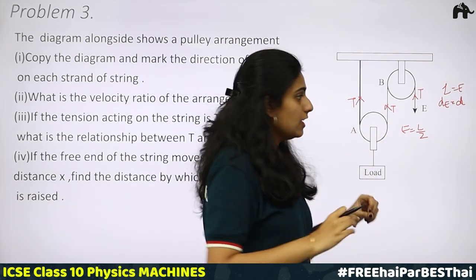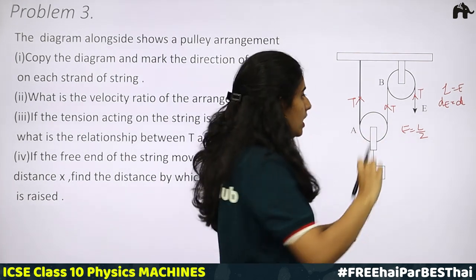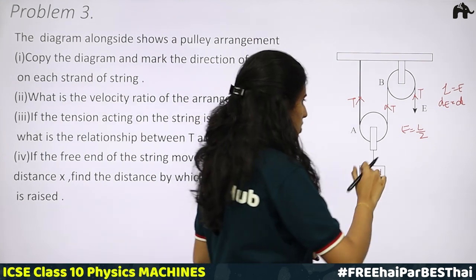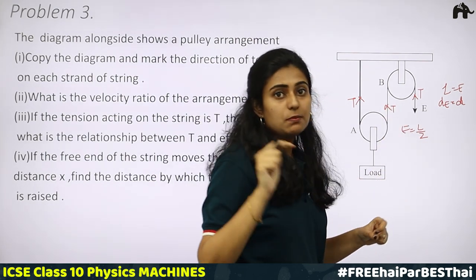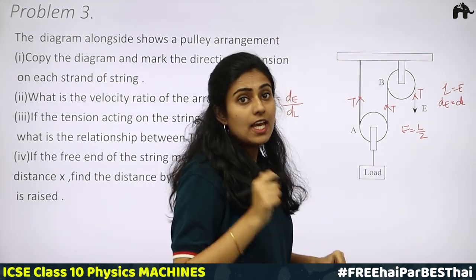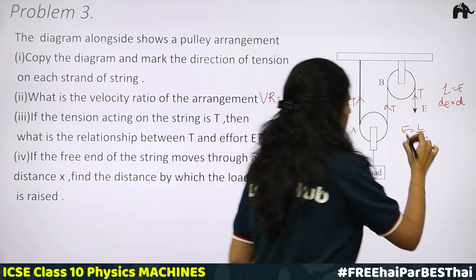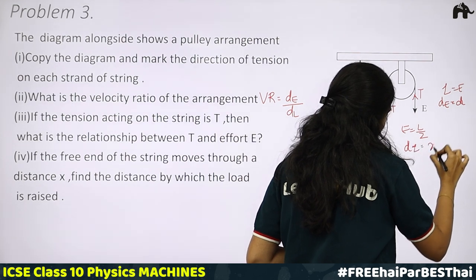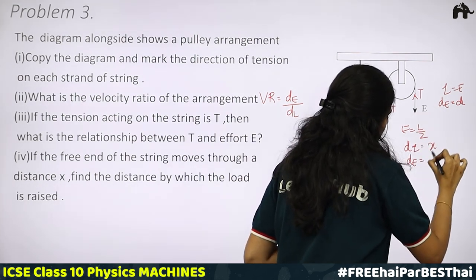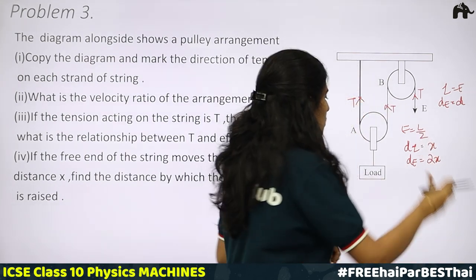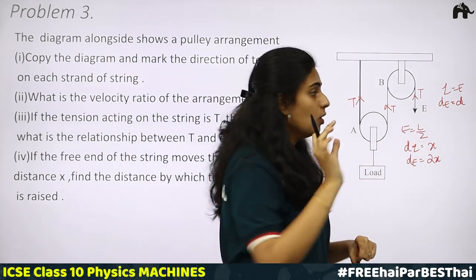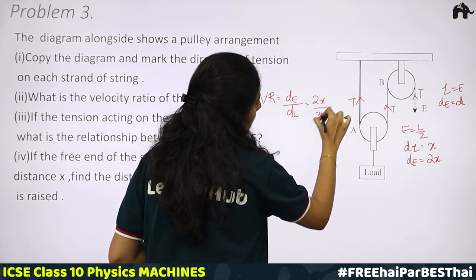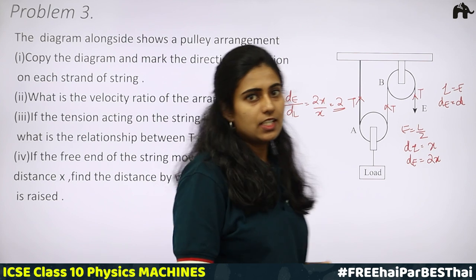Okay, effort will be half the load. What about the distance moved? If you have to raise this load by 10 centimeter, you will have to apply an effort such that it moves through a distance of 20 centimeter. So when you move the effort by 20 centimeter, only then you can raise this load by 10 centimeter. Clear? Therefore we can write that if the distance moved by load is taken as x, then the distance moved by effort should be equal to 2x. The effort should be moved by 2x distance, only then the load can move by x distance. Then what is the ratio? You will have 2x divided by x, which is equal to 2. Velocity ratio is equal to 2.